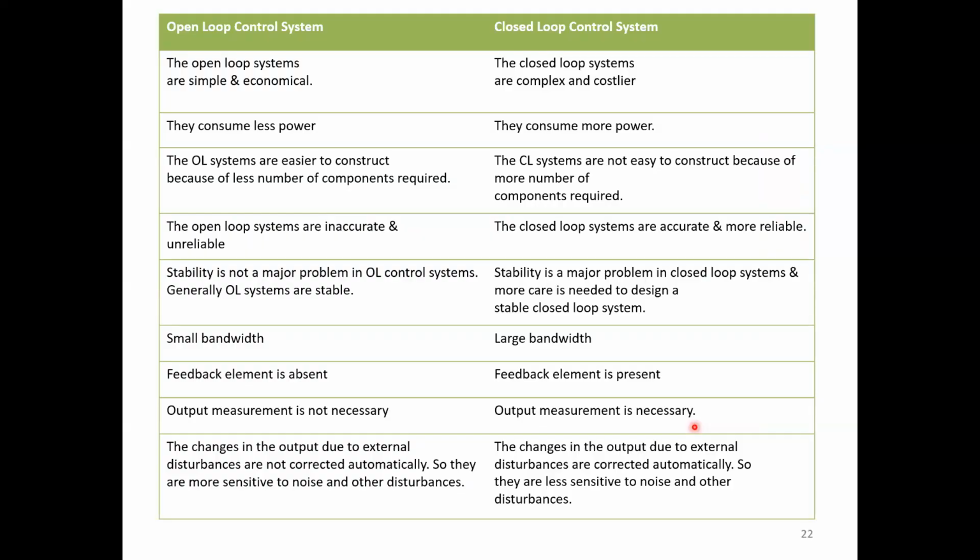Now, what is the difference between the open loop and the closed loop control system? Open loop systems are simple and economical. Closed loop systems are complex and costlier. The open loop system consumes less power, while the closed loop consumes more power. Open loop systems are easier to construct because of the smaller number of components required. Closed loop systems are not easy to construct because of the larger number of components required.